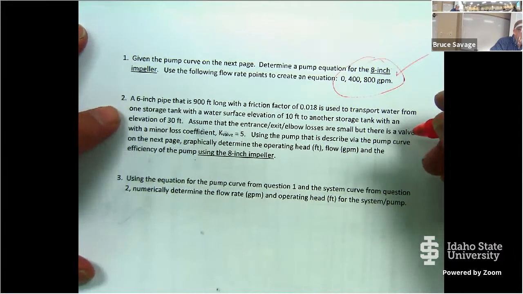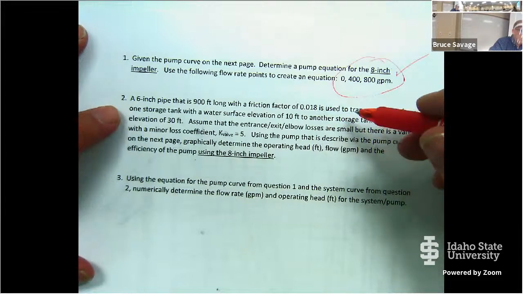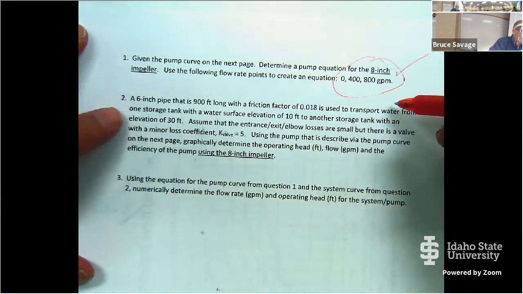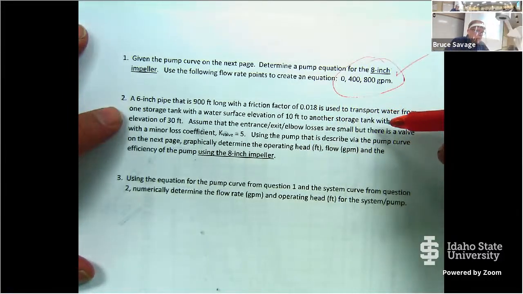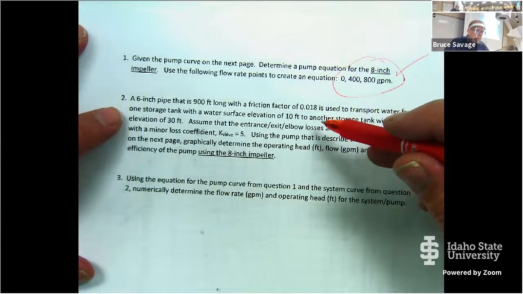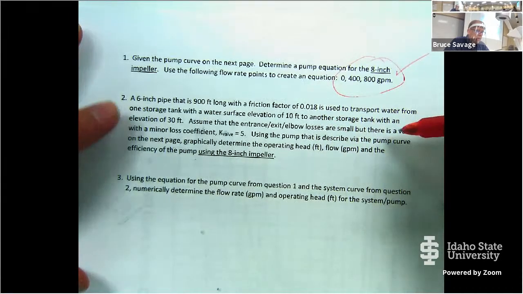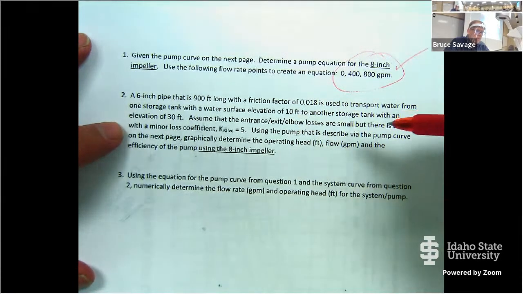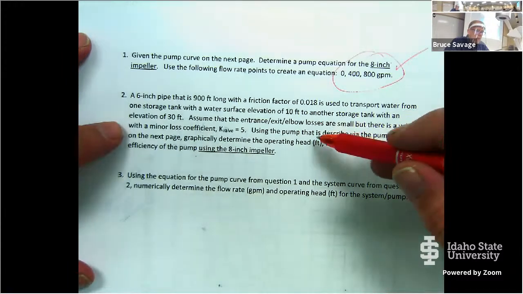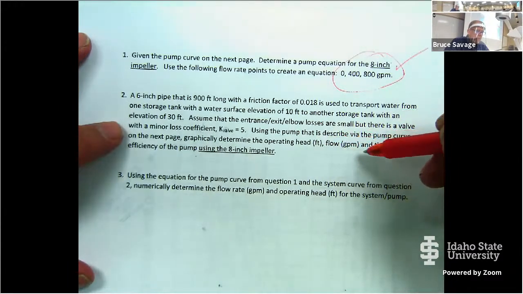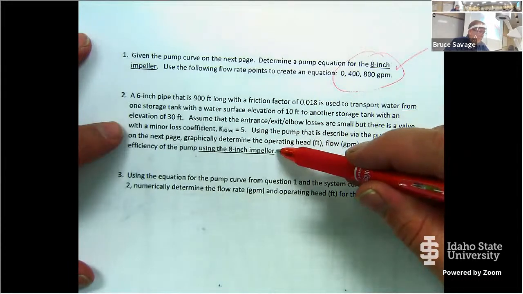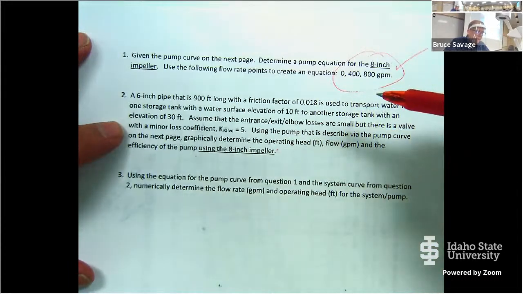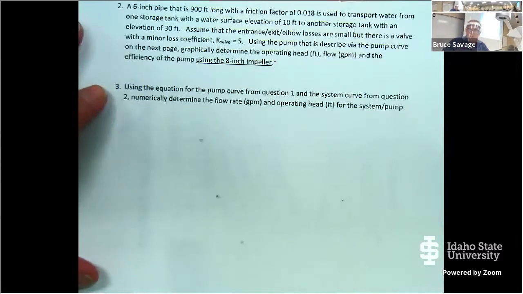A 6-inch pipe that is 900 feet long with a friction factor of 0.08 is used to transport water from one storage tank with a water surface elevation of 10 feet to another storage tank with an elevation of 30 feet. Assume that the entrance and exit losses are small, but there is a valve with minor loss coefficient of 5. Using the pump that is described by the pump curve on the next page, graphically determine the operating head, flow, and efficiency of the pump using the 8-inch impeller. So let's go ahead and run through this.